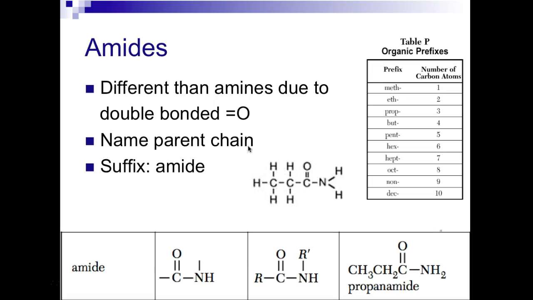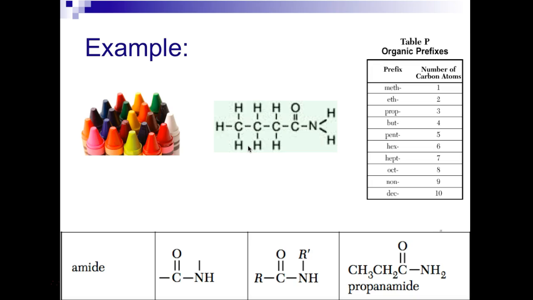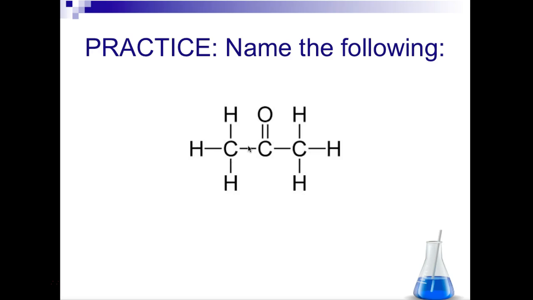For amides, this is different from amines due to the double bonded O there. So you're going to name the parent chain first and then add amide at the end. So this one would be 1, 2, 3, 4, so it'll be butanamide. And then, let's look at this practice. Name the following. Pause the video, unpause when you're ready.